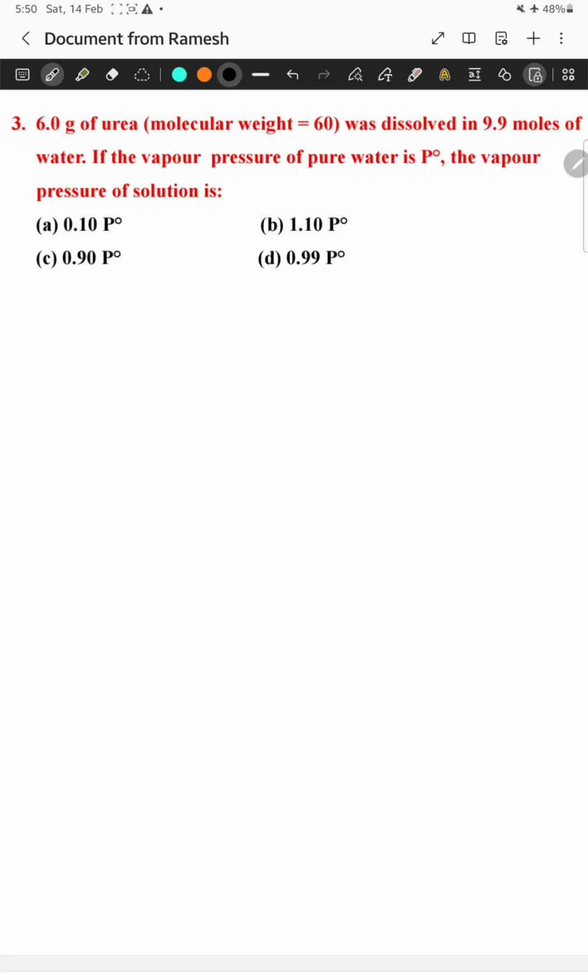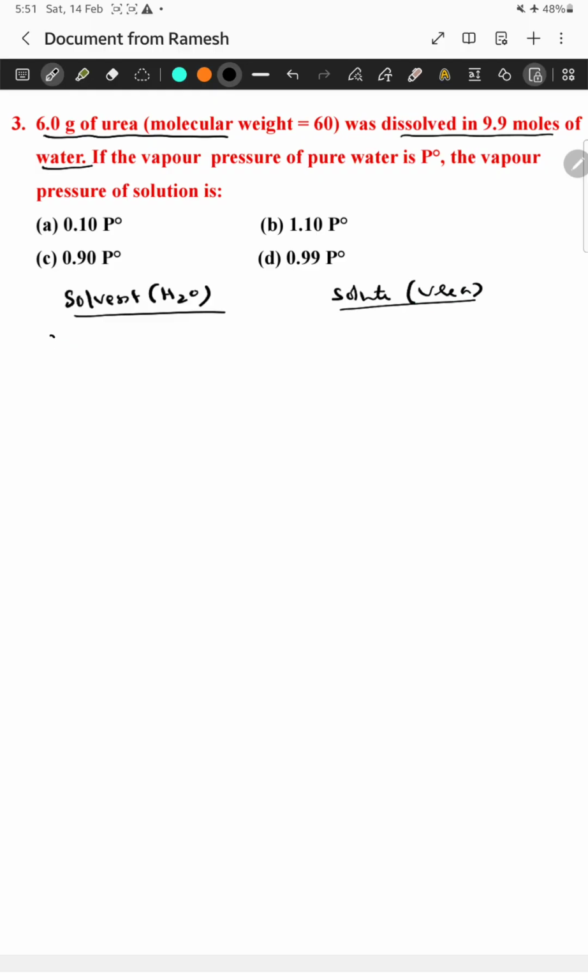Coming to question number 3. So they have given urea dissolved in water. So therefore, water is a solvent. Water is a solvent. Then urea is a solute. So what are the given things? Number of moles of water is given, that is N1, 9.9 mole. Then for urea, they have given mass W2, 6 gram. And molar mass of urea is also given, that is M2, 60 gram per mole.